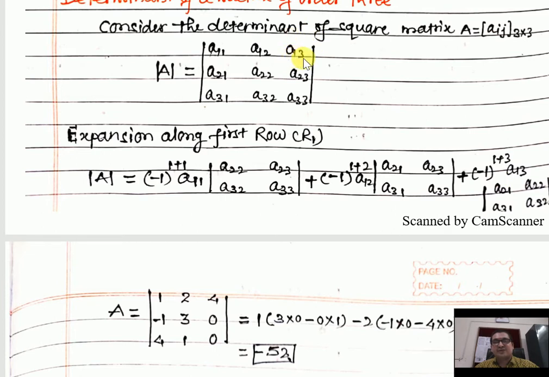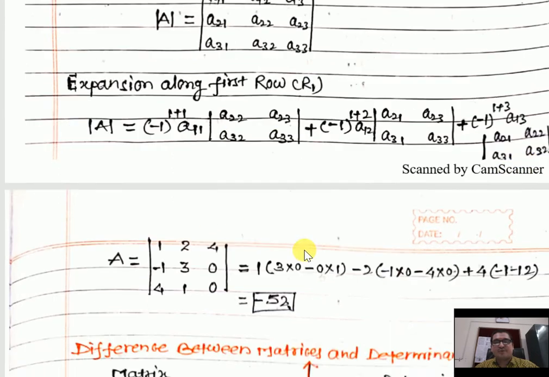I am taking this A13. So 1 plus 3 will come, and this element you have to write as A13. This element belongs to R1 and C3, so cover R1 and C3. Then you will get A21, A22, A31, A32. So you just have to copy.